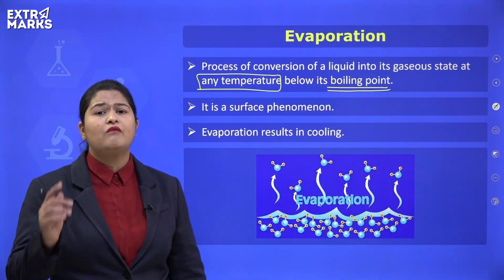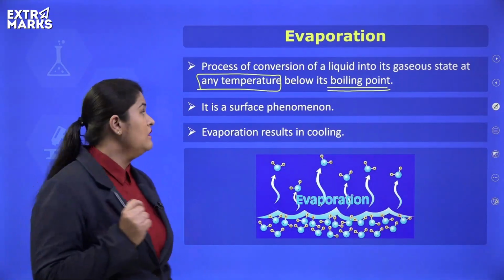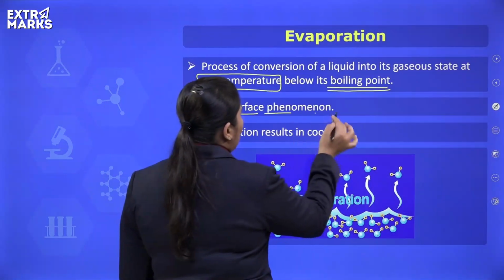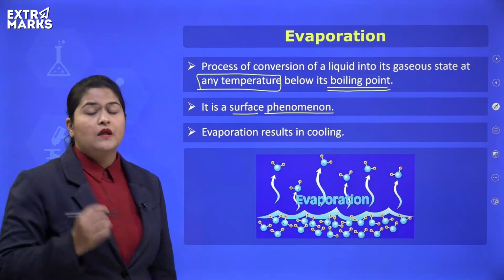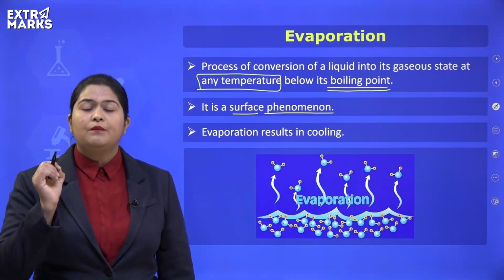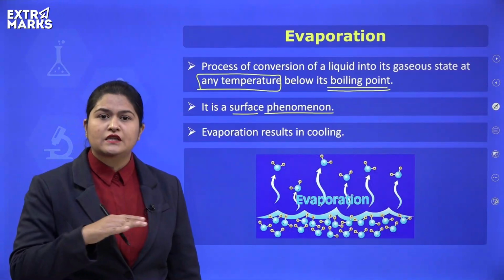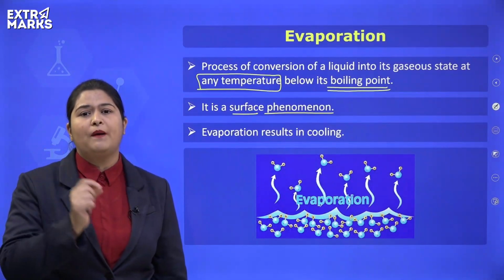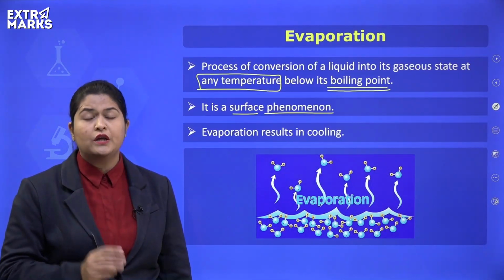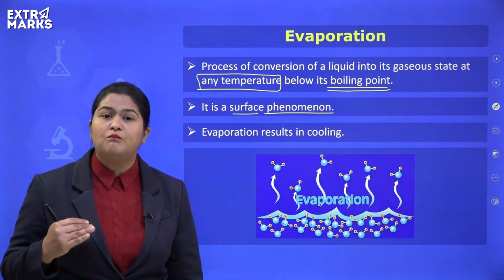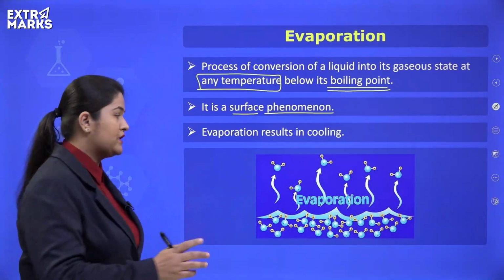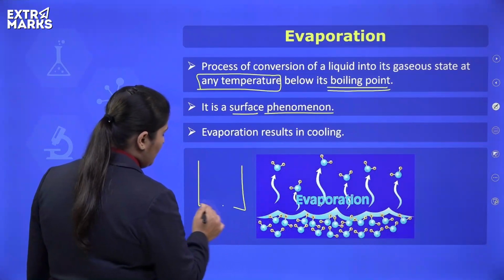The second point about evaporation is that it is a surface phenomenon. What does this mean? This means that the particles which are present at the surface of any liquid will only participate in the process of evaporation, and the particles which are present in the bulk of the liquid will not participate. Let's try to understand this with the help of one example.